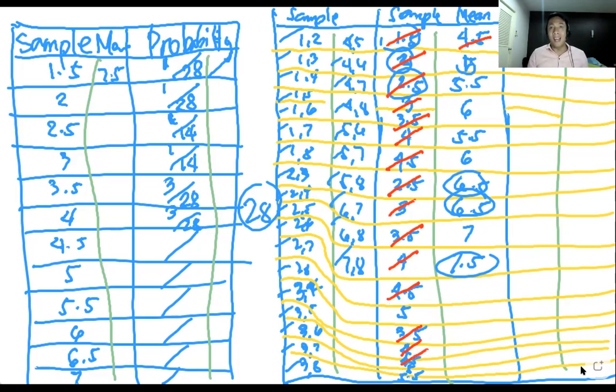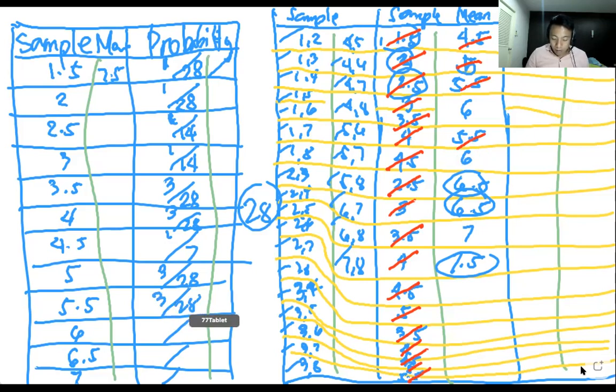4 over 28. Let us find its lowest term. So if we divide both numbers by 4, we have 4 over 28 becoming 1 over 7. Okay? How many 5s do we have? 1, 2, 3. So we have 3 over 28. How many 5.5 do we have? 1, 2, 3. 3 also.